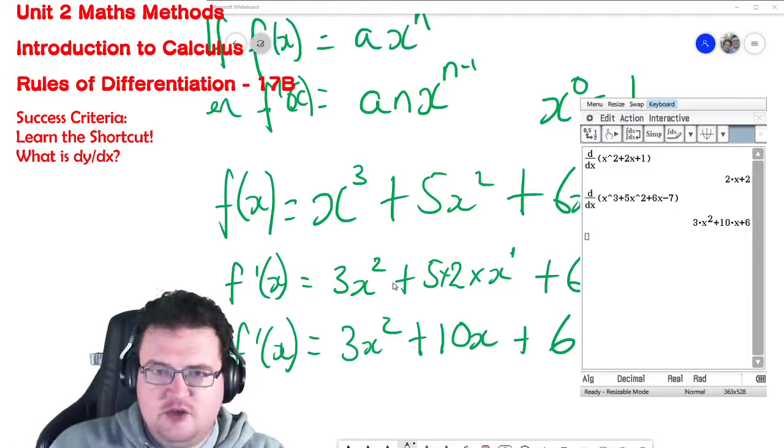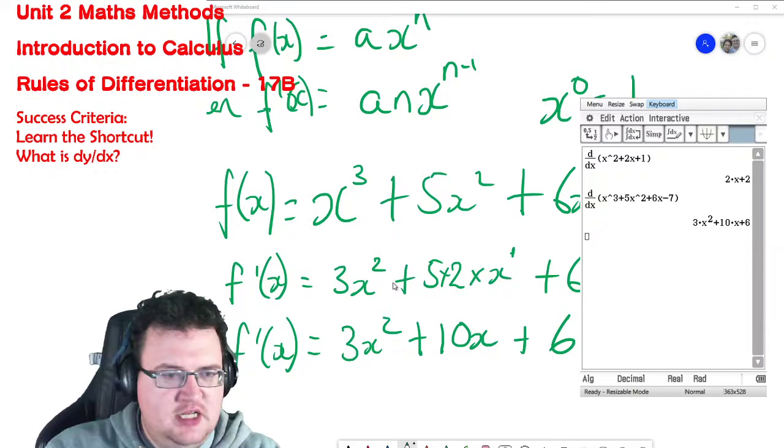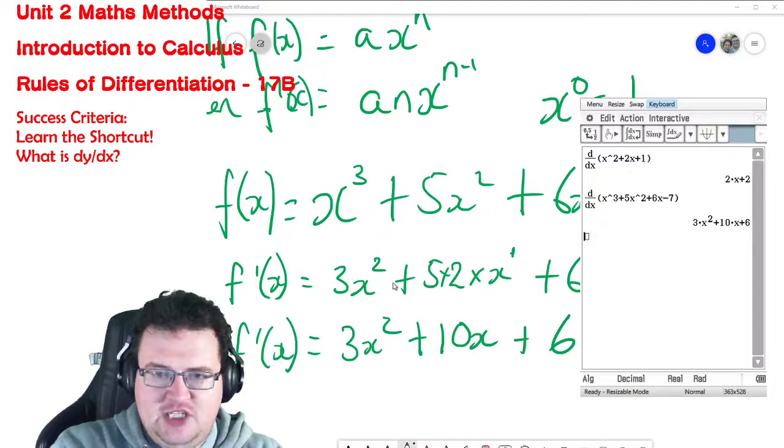This rule and this pattern will help you find the differential equations of practically everything, because it doesn't require first principles, which is a lot more mind intensive because you have to do all that stuff with h and limits and all sorts of stuff. The rule is much, much easier.